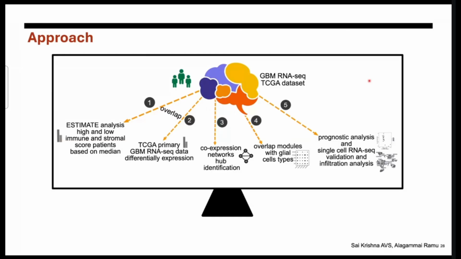We divided the patient samples into high and low scoring immune patients and high and low scoring stromal patients. And then we also looked into the differential expression between the normal and the high and low immune and stromal cells patients. And then we looked into the co-expression networks, and then we mapped these co-expression networks onto glial cell type enrichment. And finally, we looked into the prognostic analysis to identify the prognostic biomarker which is responsible for the tumor microenvironment in brain cancer, and then validated these results using the single cell RNA sequencing patient dataset and correlated the expression of that particular gene with immune cells and stromal cells, which is in relation to the tumor microenvironment.